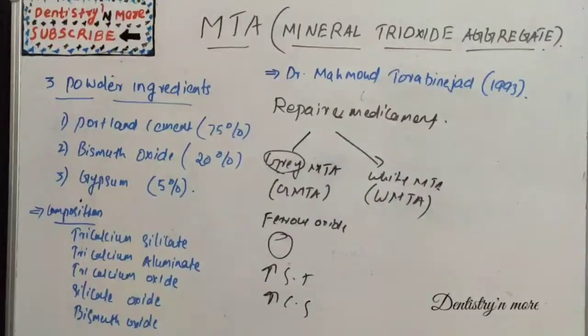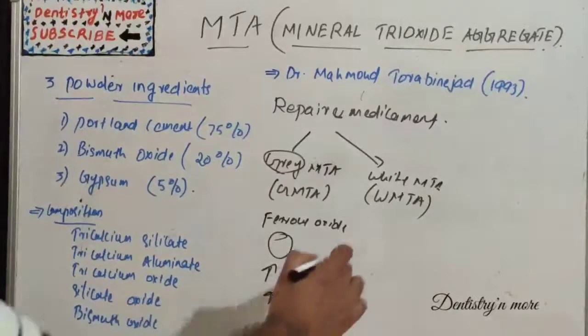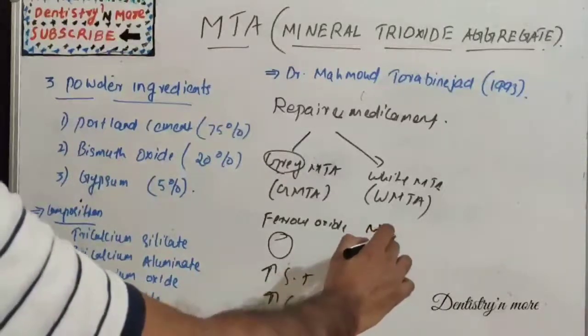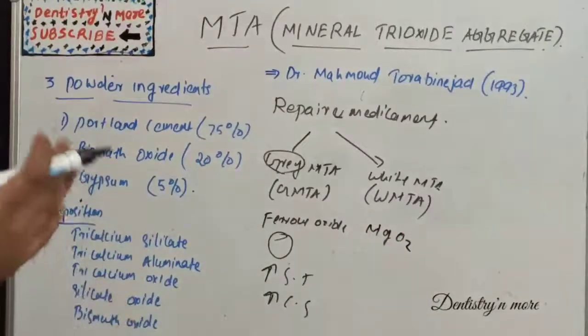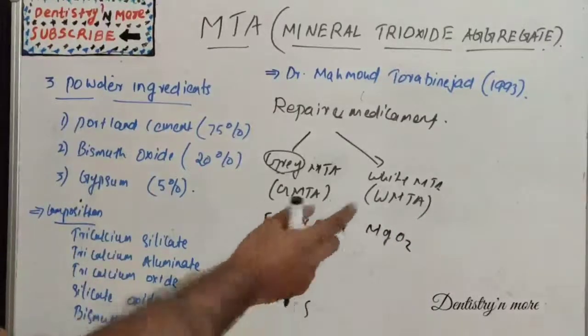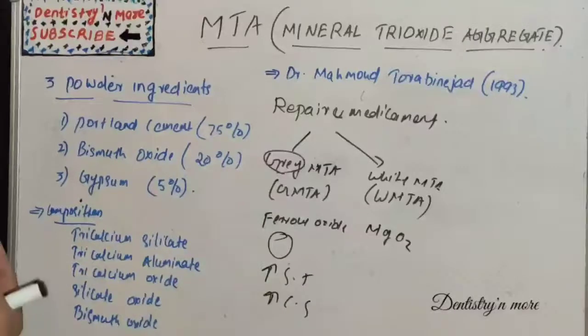Whereas in the white MTA, the ferrous oxide is replaced by magnesium oxide. So it has magnesium oxide, and there is no problem of tooth discoloration. It has lesser particle size and shorter setting time, and similarly it has lesser compressive strength.